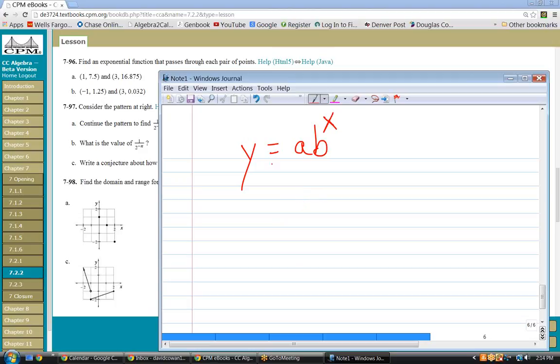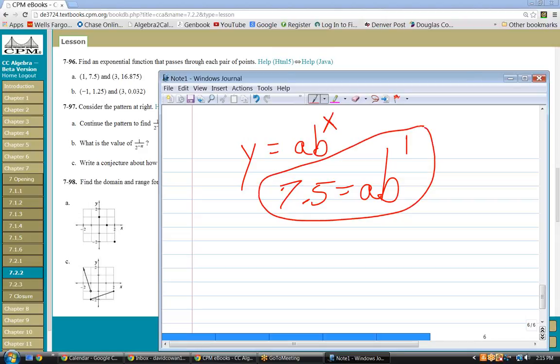What's x? What's y? X is 1 and y is 7.5. Okay, so I have 7.5 equals a times b to the 1. Okay? Now, A is just 7.5 though. I can't solve for a based on that. Why?